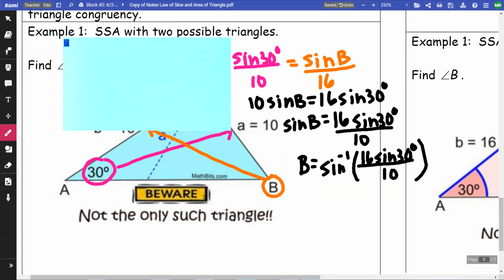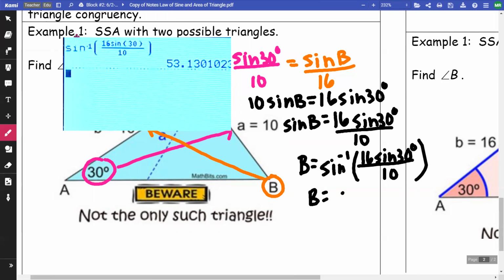So to get sine inverse, I'm going to hit second and sine. And then I'm going to put it in as a fraction. So I'm going to hit alpha y equal. And then I'm going to type in 16 sine 30 over 10. And sine 30 is a value we know, but let's just work it out because sometimes we may not know that value. I want you guys to understand how to do the calculations. I hit enter and I get, let's give one number after decimal, about a 53.1. So my angle B is going to be 53.1 degrees.